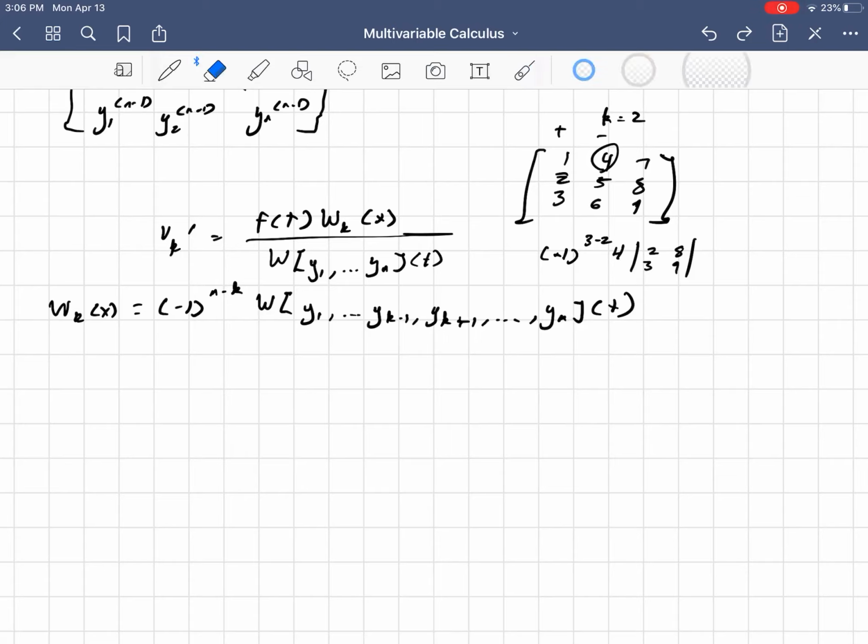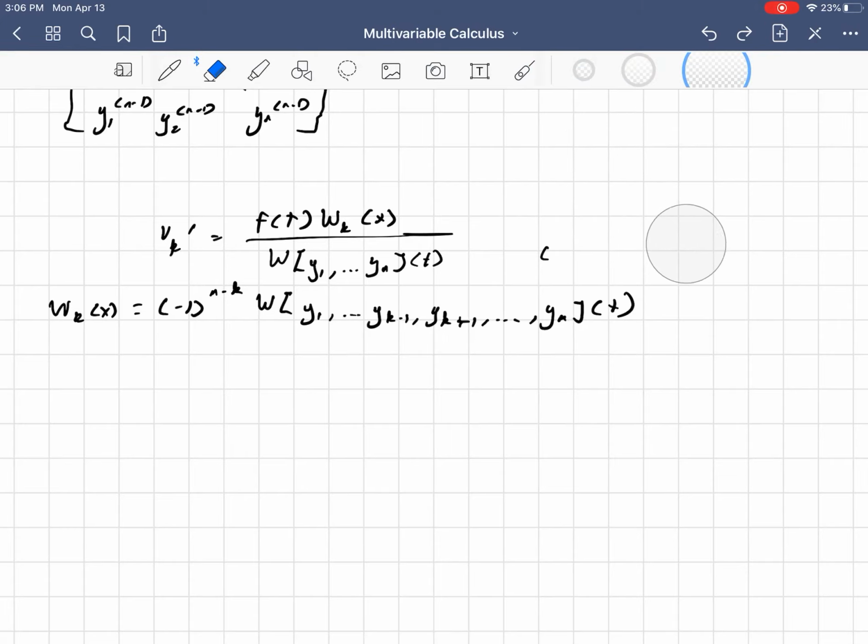Instead of this stuff here, we have the Wronskian instead, just because that's what we're dealing with. We're not dealing with just this generic matrix. So I hope that kind of makes sense.